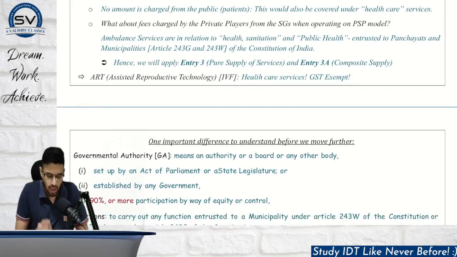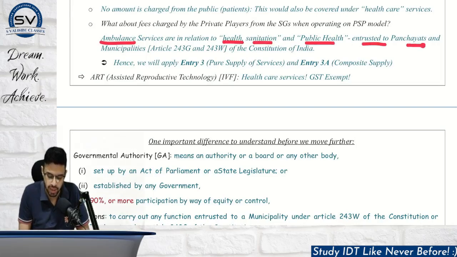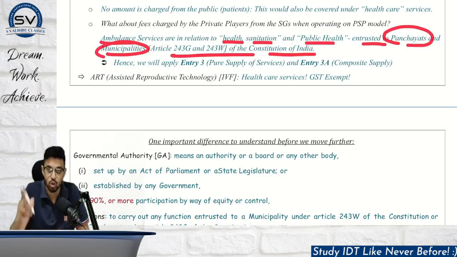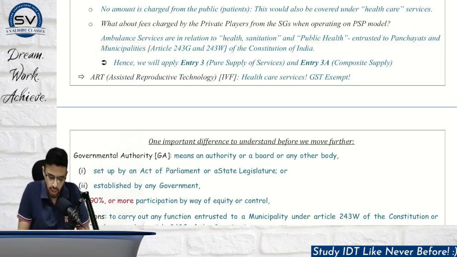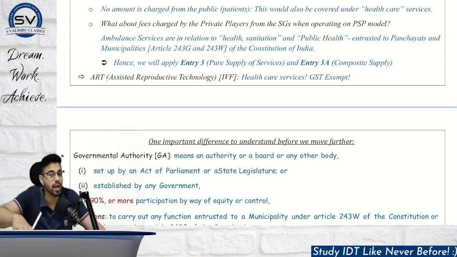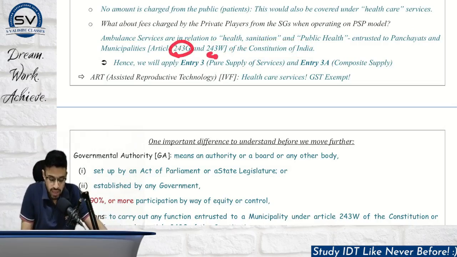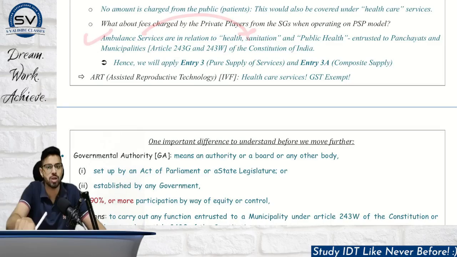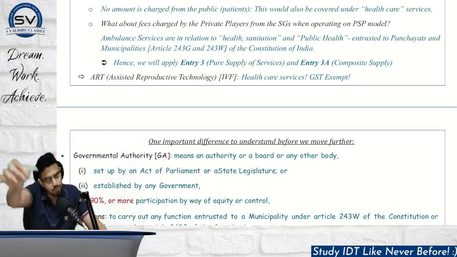Now let's see. I hope you are understanding the issue, right? We are talking about GST on the portion charged by the service providers from the Delhi government. Ambulance services are in relation to health, sanitation and public health entrusted to panchayats and municipalities with respect to articles 243G and 243W of the Constitution of India. When any services are provided to the government with respect to these articles, those are exempt. And we just now proved that ambulance services are a part of the Constitution. Hence, ambulance services by a private player to a state government are exempt.